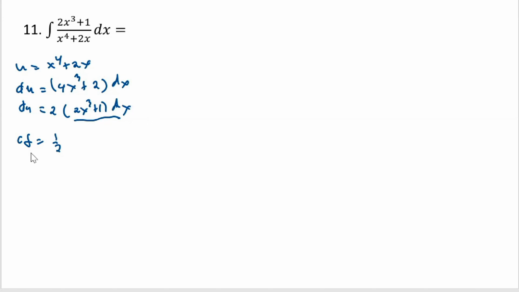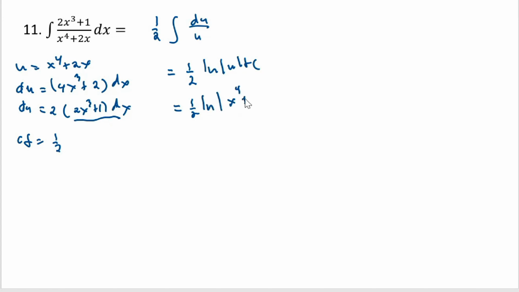Or simply write now CF is equal to 1 half. So therefore, I can write now 1 half times the integral of, the meaning now of 2x cubed plus 1 dx is we have du over u. So therefore, we just have 1 half the integral of du over u is ln of u plus a constant. So substituting back the value of u, we have 1 half ln of x raised to 4 plus 2x plus a constant.